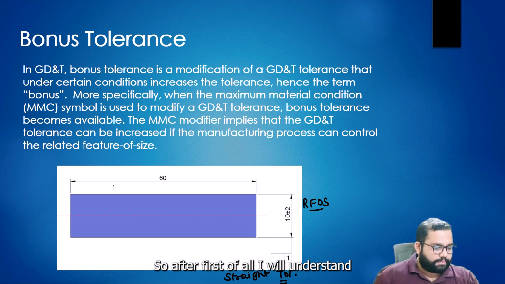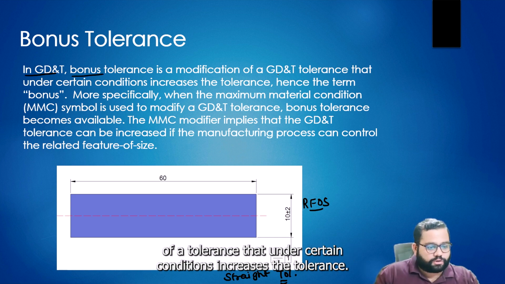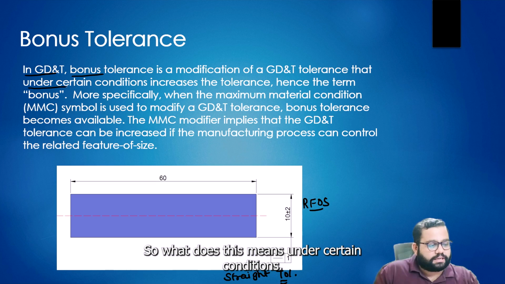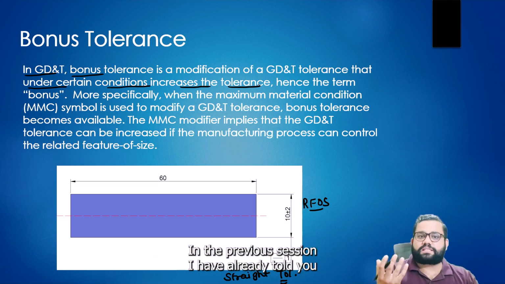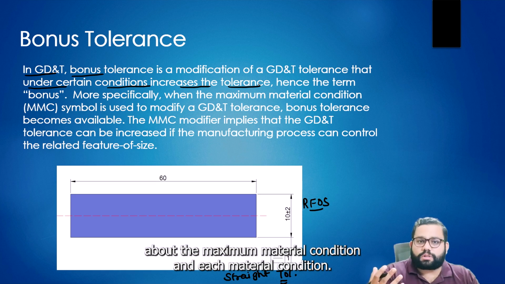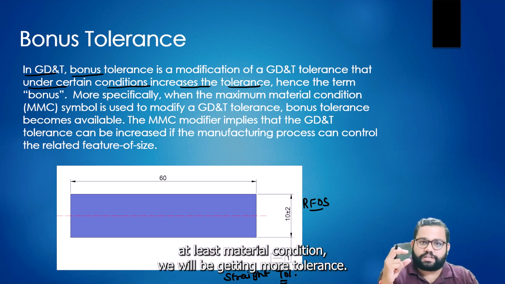First, let us understand the concept with the definition. In GD&T, bonus tolerance is a modification of a GD&T tolerance that under certain conditions increases the tolerance. What does this mean? Under certain conditions it increases the tolerance. In the previous session I already told you about maximum material condition and least material condition. With the help of maximum material condition and least material condition, we will be getting more tolerance.